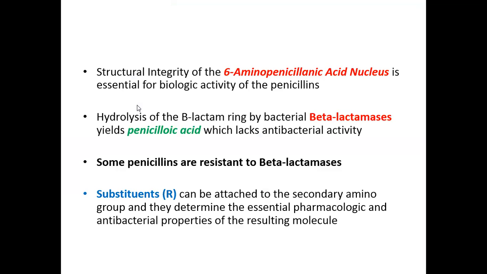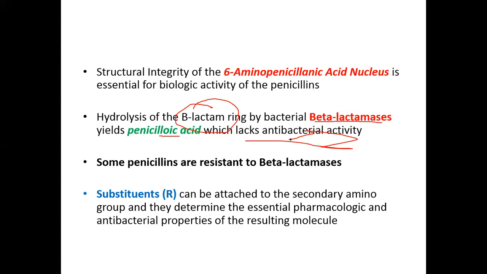Now, the structural integrity of these penicillins is critical. The 6-aminopenicillanic acid nucleus is essential for biologic activity of the penicillins. Now, hydrolysis of the beta-lactam ring by the beta-lactamases, which are also referred to as penicillinases, yields penicilloic acid, which lacks bacterial activity. Now, that is important. So structural activity is critical.